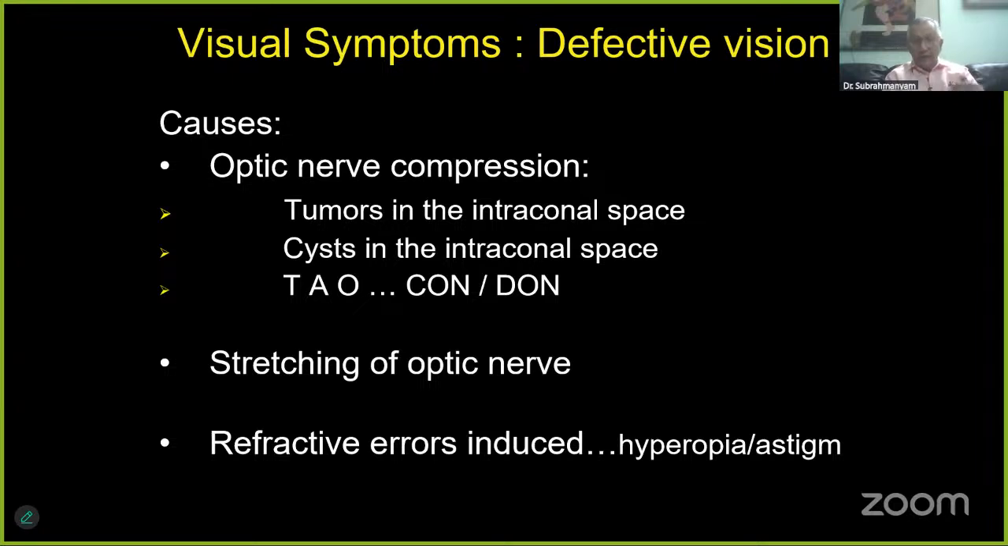And there could be refractive errors induced, as I said: hyperopia in axial proptosis due to tumors in the intraconal space, or astigmatism due to tumors in the peripheral surgical space, compressing and displacing the eyeball in the vertical meridian and leading to lengthening of the eyeball and inducing astigmatism.